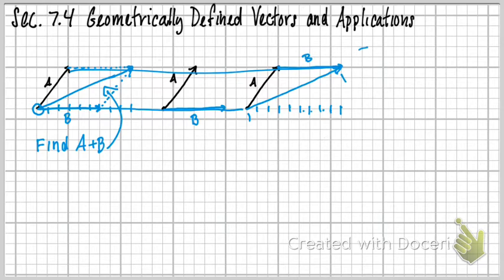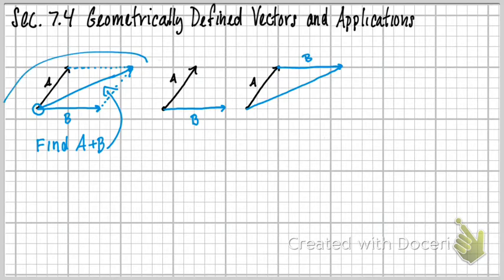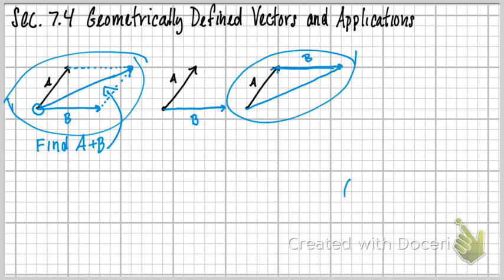So it's just two ways to do the same thing. We have the parallelogram way, which is this one here. And then we also have the tip to tail, as they call it, because it's the tip of the first one to the tail of the second. So there's the two different ways in which to add vectors.